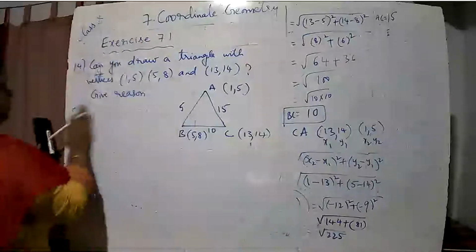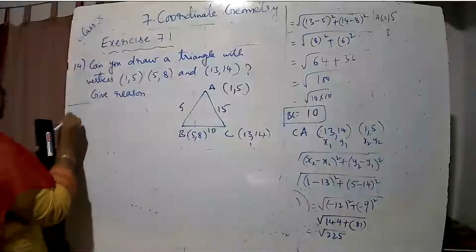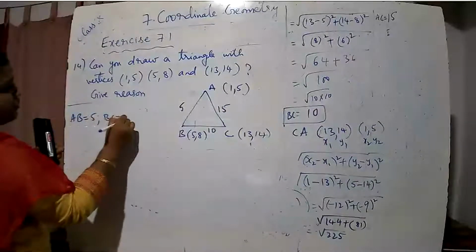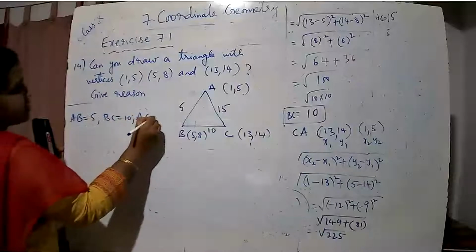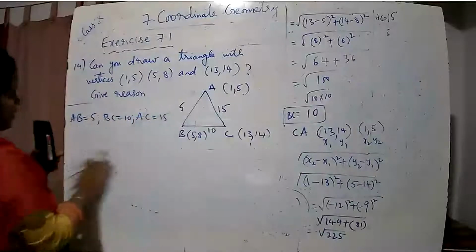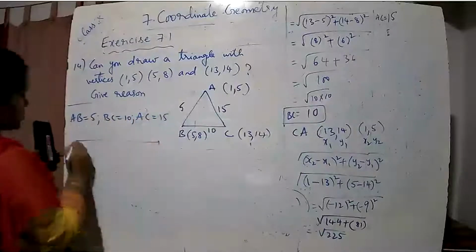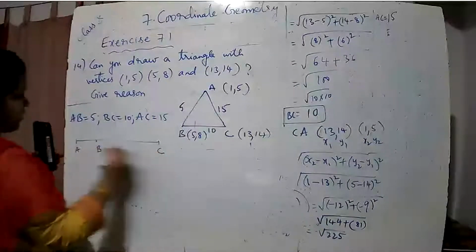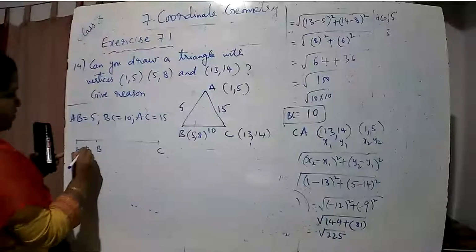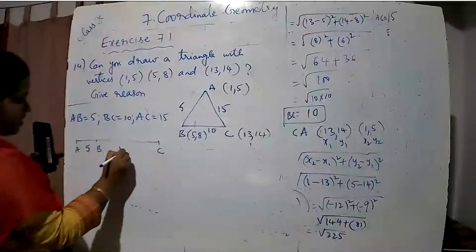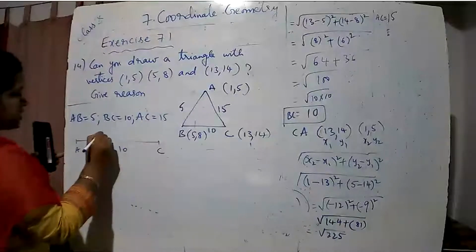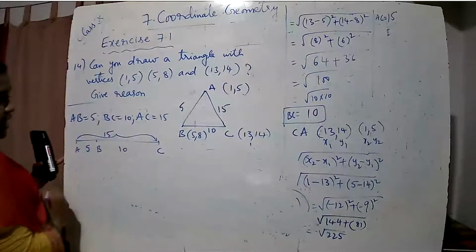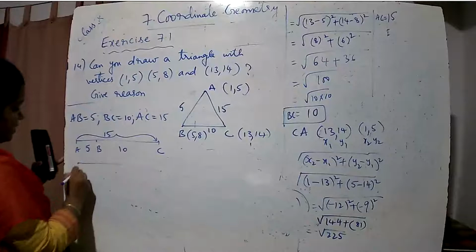So here AB is equal to 5, BC is equal to 10, and AC or CA is equal to 15. Now when you draw it, it looks something like this. A, B, C. A to B distance is 5, B to C distance is 10 and A to C distance is 15. Okay, so what you can see is that A, B, C are lying on the same line.